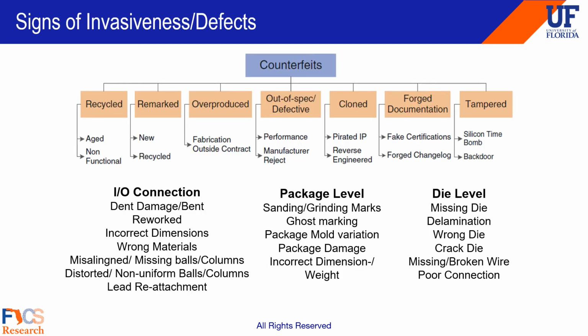After looking at all the features that can be detected using the SAM, I would like to tie it back to the application of looking for counterfeits. Now, counterfeits are samples that are either recycled, remarked, overproduced, defective, cloned, or tampered. And I'll be going over a few case studies that will show a SAM detecting things like ghost markings, difference in materials, and delaminations.